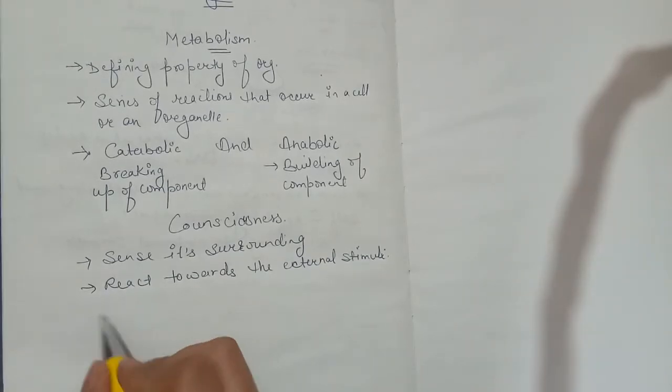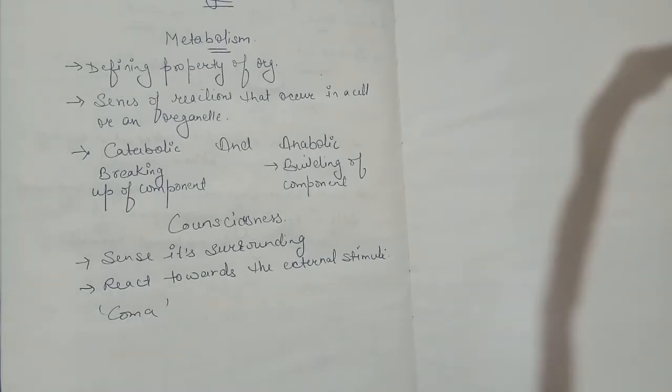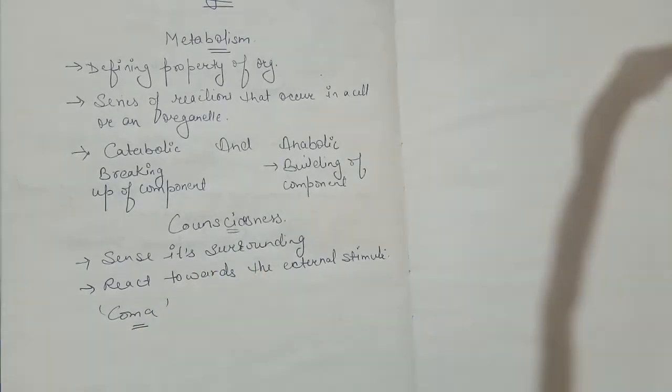But the question that arises here is that there are patients who are in coma. So can we say that the person is living? Because here we have already studied that consciousness is when the person is able to sense its surrounding or is able to react towards the external stimuli. But if a person is in coma or is brain dead, how can the person be living?